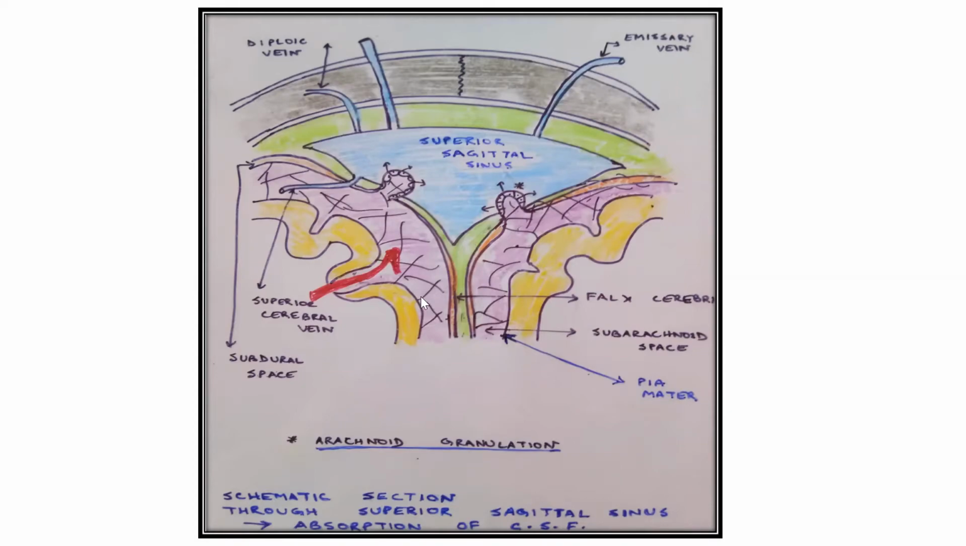This purple color area over here is the subarachnoid space. The subarachnoid space is between the arachnoid and the pia mater, and it contains the CSF or the cerebrospinal fluid. Here, these other finger-like projections are the arachnoid granulations. These arachnoid granulations are structures through which the CSF will be transported back into the superior sagittal sinus.